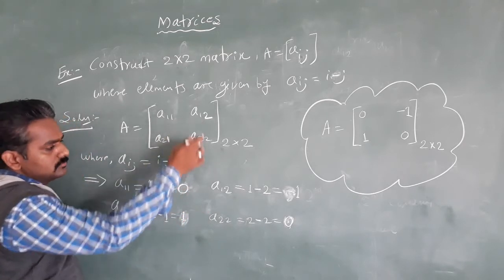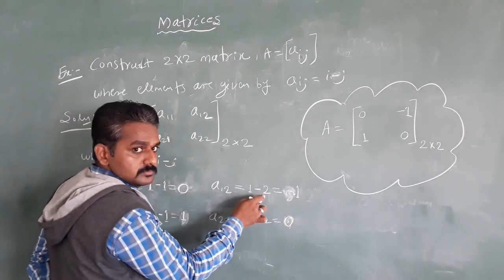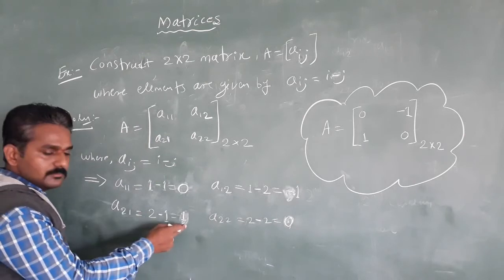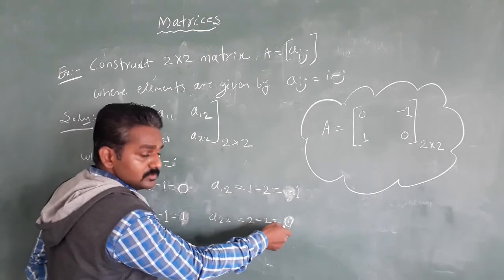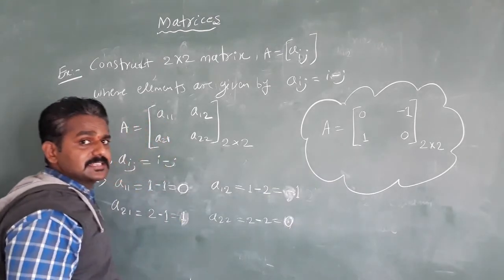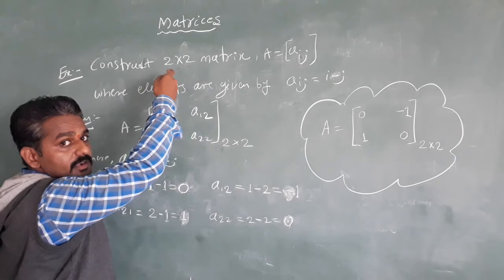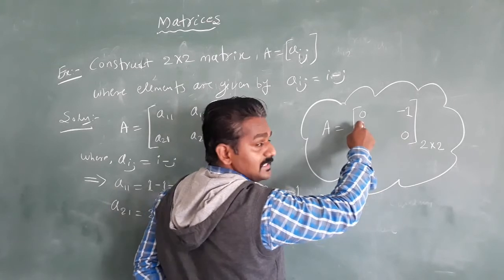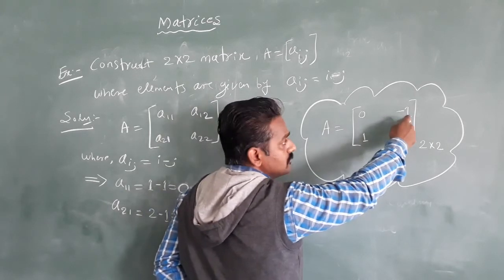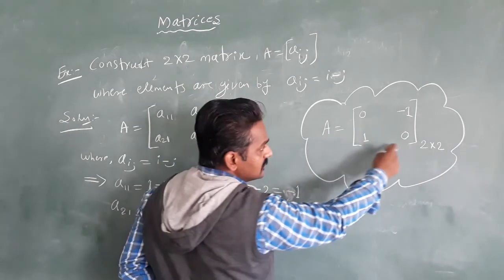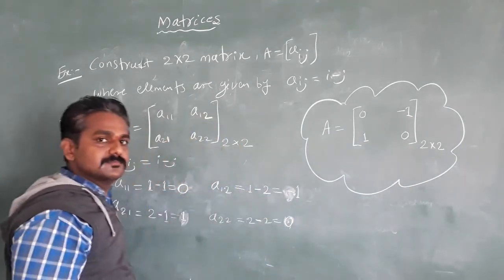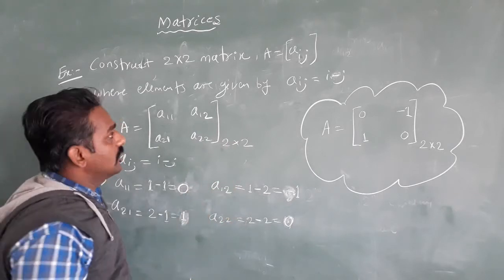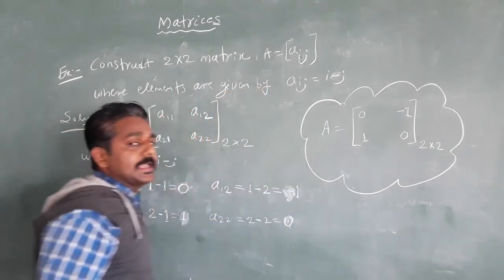Next, A12, 1 minus 2, so minus 1. Next, A21, 2 minus 1, 1. A22, 2 minus 2, 0. So what is the actual matrix of the order 2 cross 2? A equal to: first row, first column, that is 0. First row, second column, minus 1. Second row, first column is 1. Second row, second column is 0. This is the actual matrix of the order 2 cross 2 with Aij equal to i minus j.